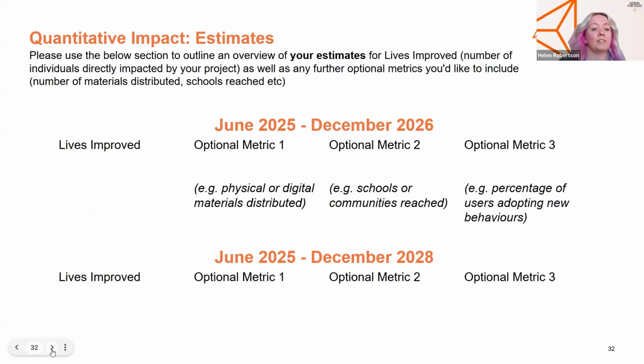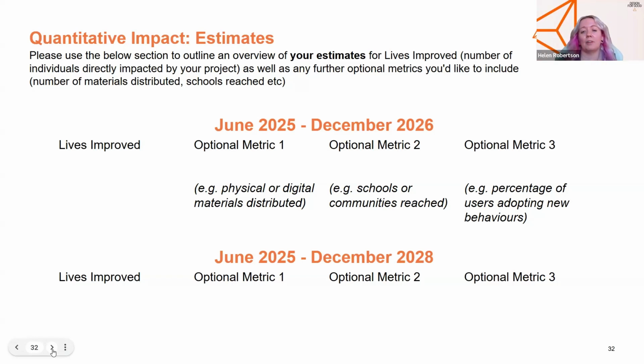It could be physical or digital materials distributed, schools or communities reached, percentage of users adopting new behaviors. And so we would ask you to fill this out with your estimates between the different dates and include any optional metrics up to 3. You can include more if you want to include more. That would be great to see. If you've only got a couple, that's fine to fill it out with the information that you have.